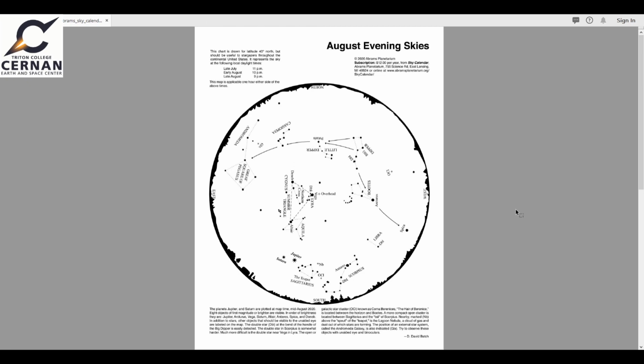But now that you know how to orient yourself and identify stars and objects using a sky chart, the next step is to get out there and take a look at the real nighttime sky. With enough practice, you won't even need the sky chart anymore.